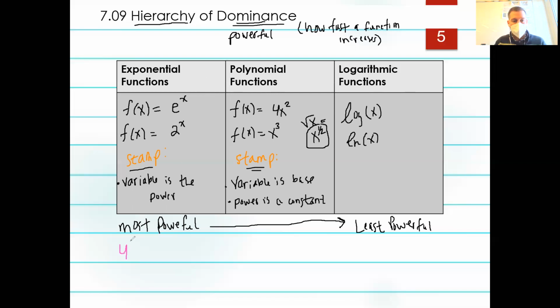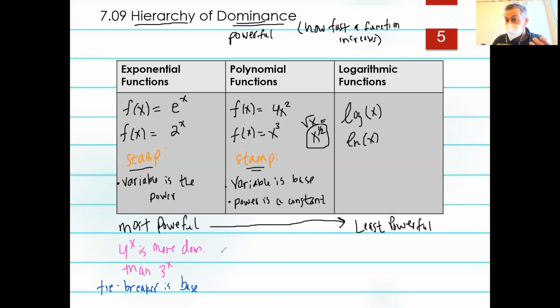For instance, 4 to the x is more dominant, I'm just going to put DOM, than 3 to the x. They're both exponential, so both of these would be more powerful, more dominant than any polynomial function. But 4 to the x is more dominant than 3 to the x because the tiebreaker for exponential functions is the strength of the base. Some people say, well, 4 is bigger than 3. Yeah, it is. And it's really just because that's the base of that exponential function.